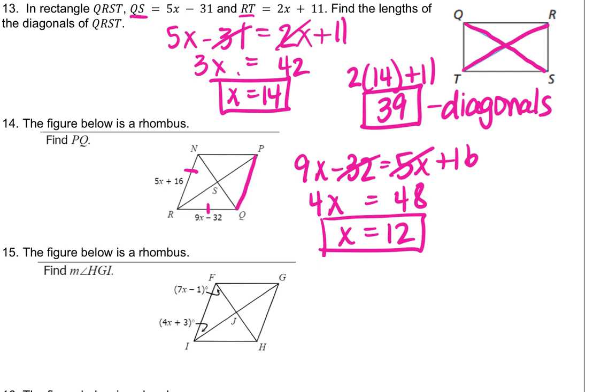And they want me to find PQ, which is asking you for another side. The whole point is that you know the sides are the same. So 5 times 12 plus 16. 60 plus 16 is 76.